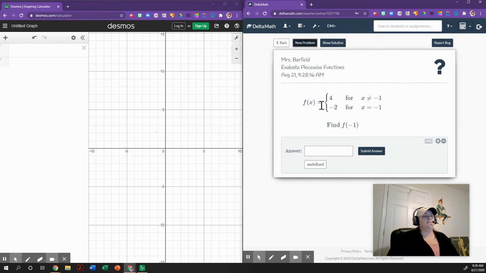All right, so f of x equals 4 and -2. All right, so this one I'm not even going to graph. It's saying find f of -1. Well, x does not equal -1. X equals -1. It tells you right here, x equals -1. There's my answer.